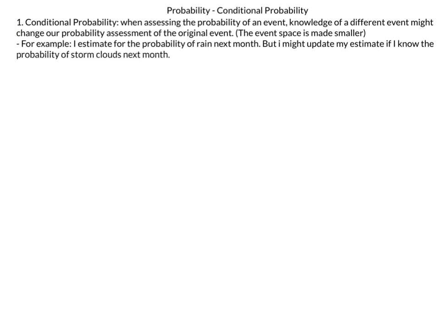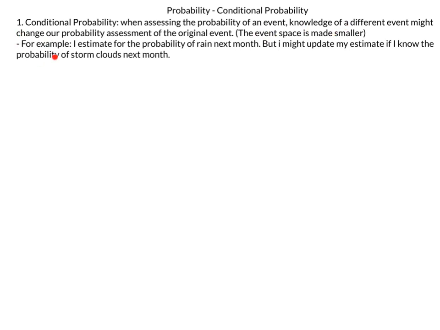In our overview, we talked about conditional probability, which comes when we're assessing the probability of an event, and we have knowledge of a different event that might change our probability assessment of the original event. And we talked a little bit about how the event space is made smaller when we were talking about the bucket of balls. In other words, we eliminated some of the possibilities. We eliminated the blue or the white balls and focused only on the red balls. And that's how it is that our probability assessments were different. We'll look at this with a few other examples.